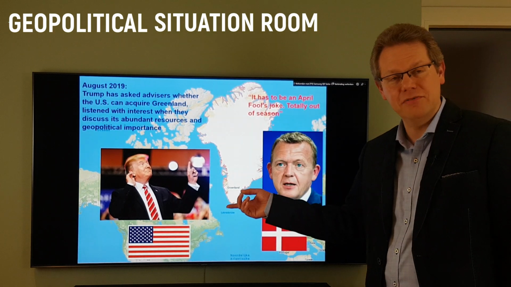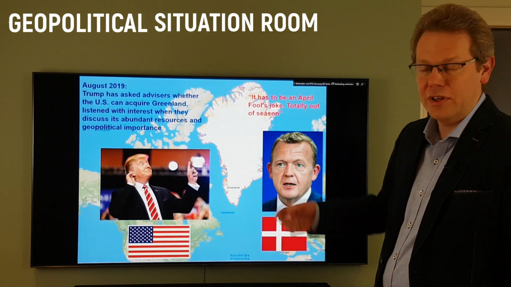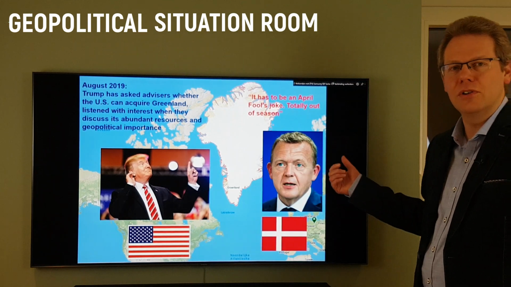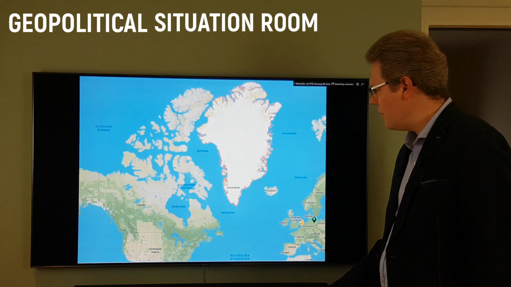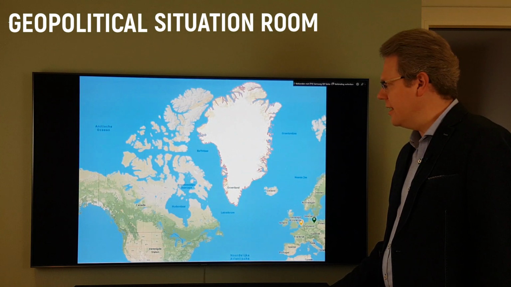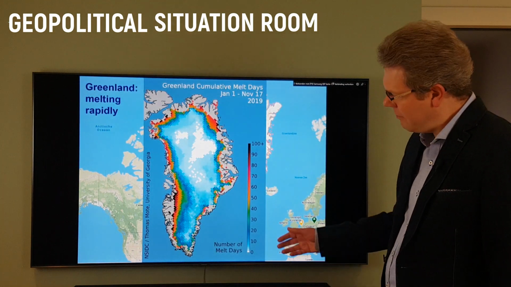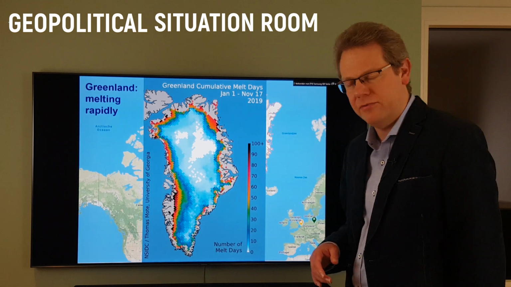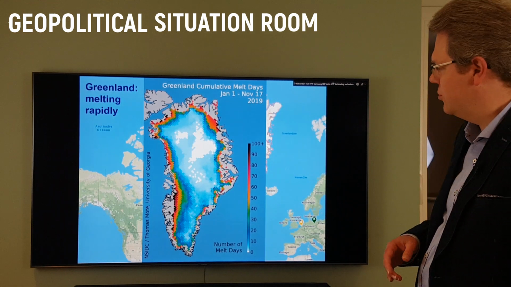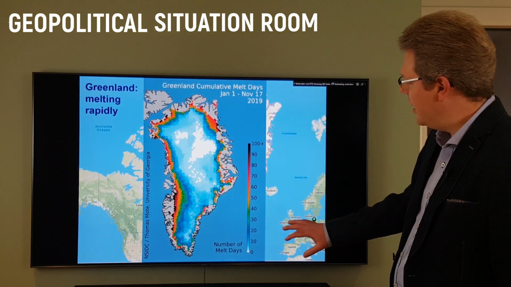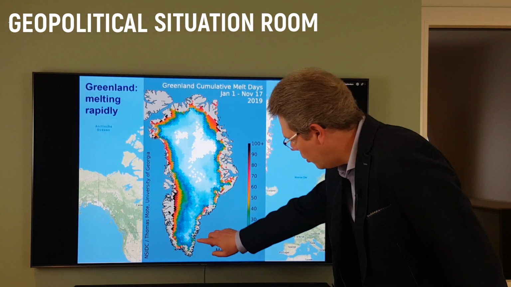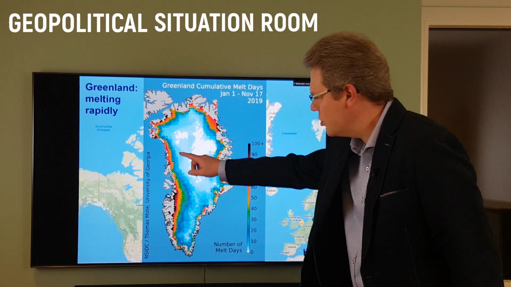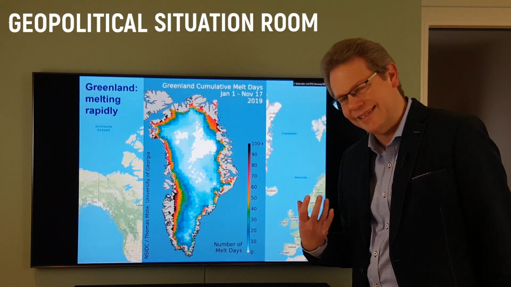And actually, because of that, Trump in August 2019 didn't want to do an official visit anymore to Copenhagen. Let's look at Greenland, and this is a map by Thomas Mote from the University of Georgia. And you see here the thawing, and the thawing is especially in all the border areas, so where Greenland connects.